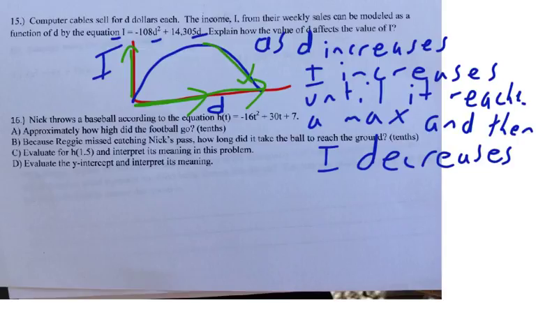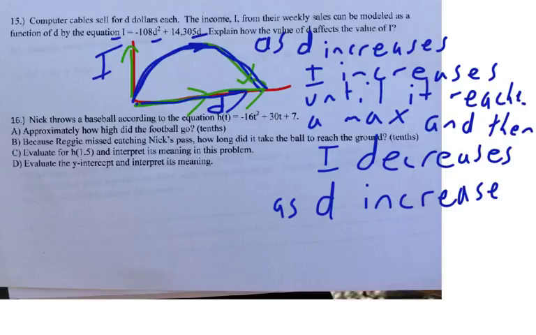So we can say as I decreases, D continues to increase. And you can just say this in your own words. That's not the only way to say it, but as long as you're describing what is actually happening. So as D continues to increase, I increases until it reaches its max right here, and then it starts to decrease. All right, that sums it up for 15.